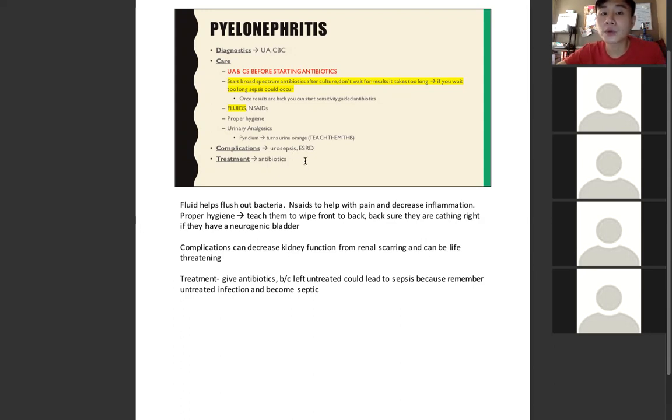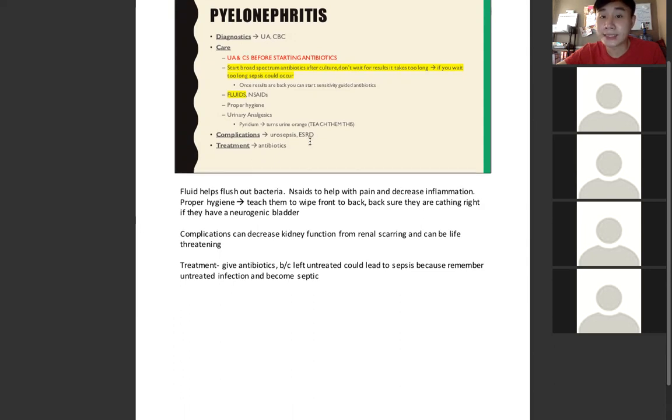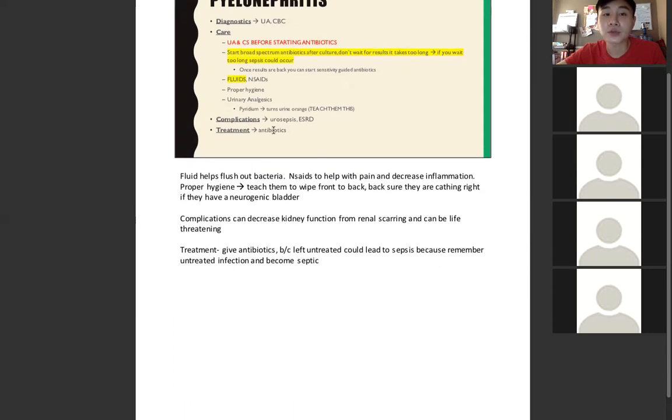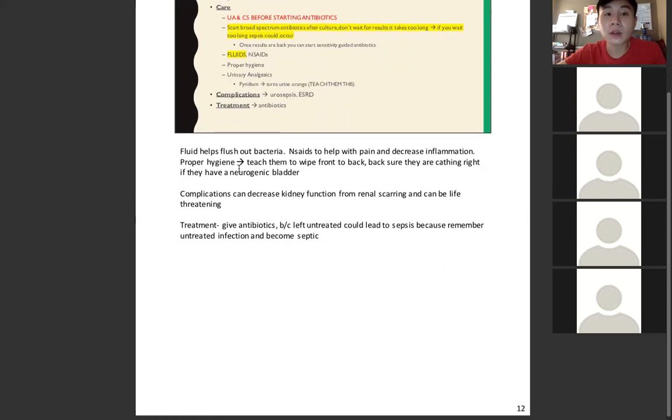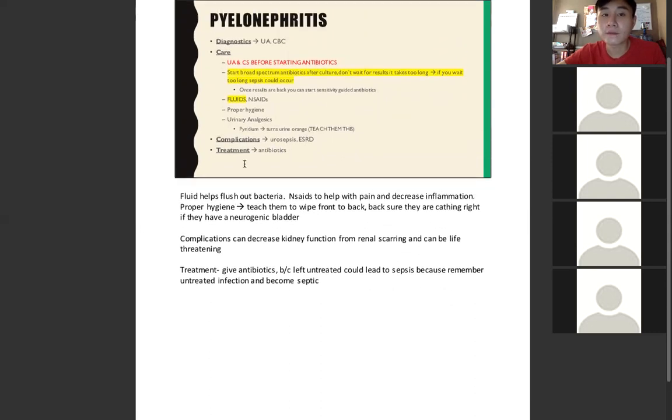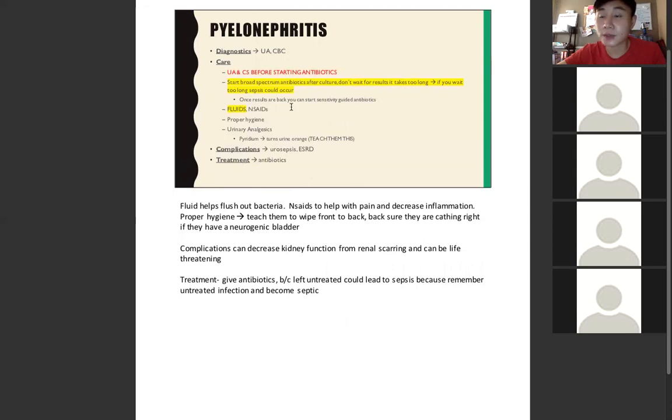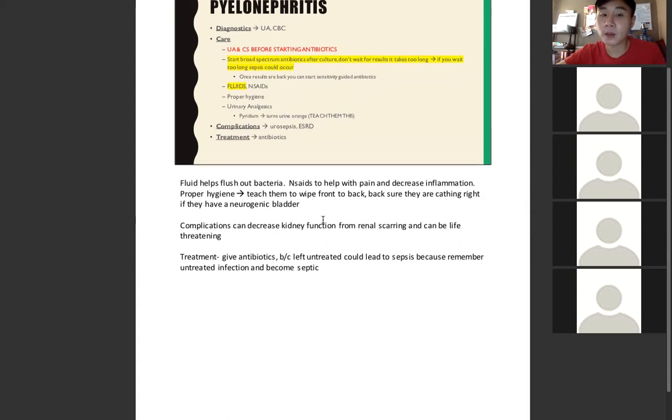Complications include urosepsis and ESRD, end-stage renal disease. Treatment includes antibiotics and fluid. When we give fluid to a patient who has pyelonephritis, which basically means a UTI, it helps the patient pee out and flush out the bacteria. NSAIDs help with pain and decrease inflammation. Proper hygiene: teach them to wipe front to back. Make sure they are cathing correctly if they have a neurogenic bladder.